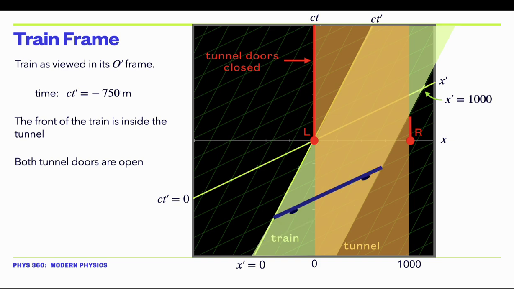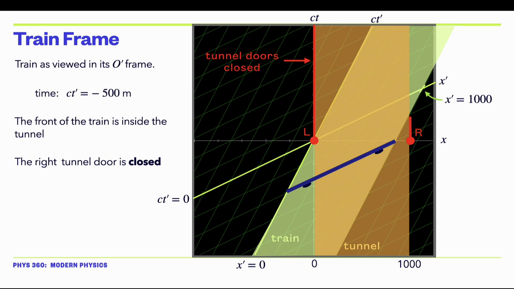If we advance up, let time go forward to minus 750 meters, so we've moved up from the 4th to the 3rd box below 0. So this is at minus 750 meters. A little bit more of it is now inside the tunnel, a little bit less is hanging out.